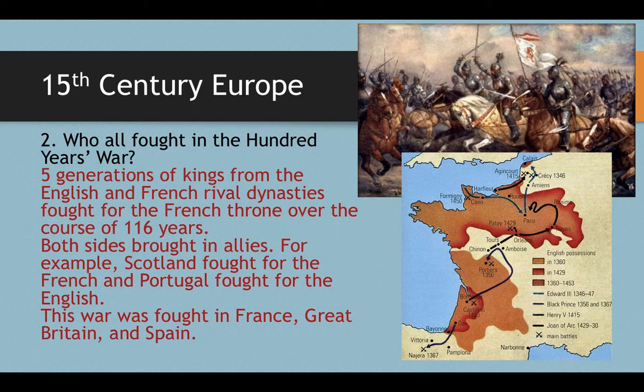So the war was mostly fought in France, as you see in the map there. The bulk of the fighting took place in France. Okay, you have like the Battle of Agincourt in 1415 was one of the most well-known ones. Then you have the Battle of Orleans, which is where Joan of Arc fought. We'll talk about her in a minute here. But this war was fought mostly in France, also a little bit in Great Britain, and some, as you see on the map, in Spain as well.